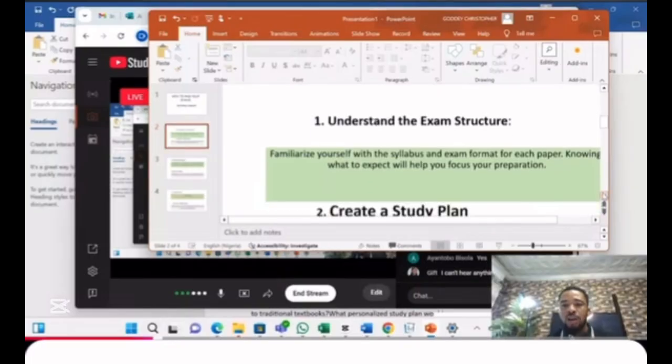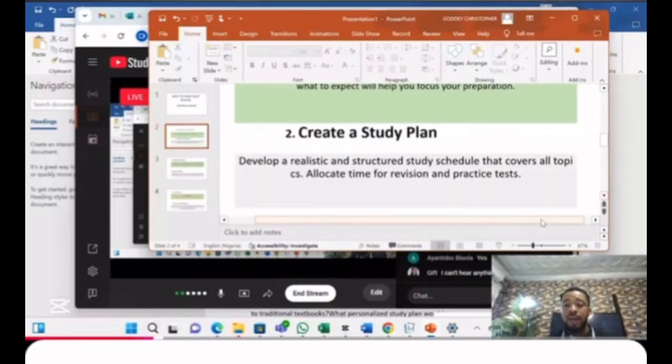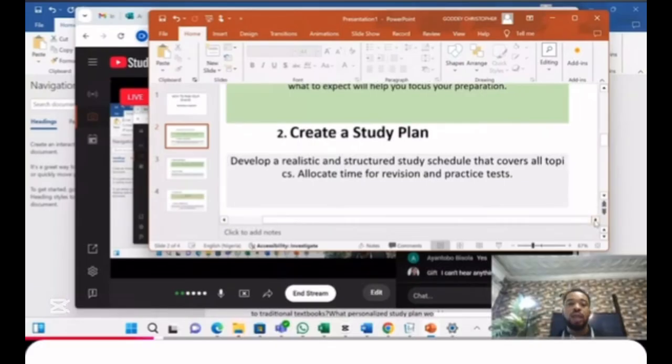And if you look at the second point here, you need to create a study plan. A study plan. You can't just wake up and say, oh, today, as the case may be, you want to read SFM, tomorrow you want to read case study. You don't have a study plan. If you have a timetable, what are the topics?